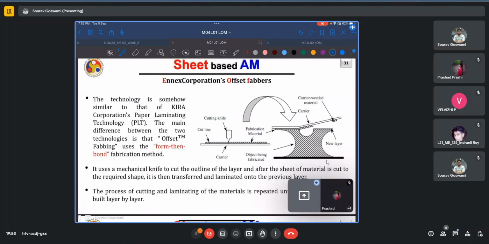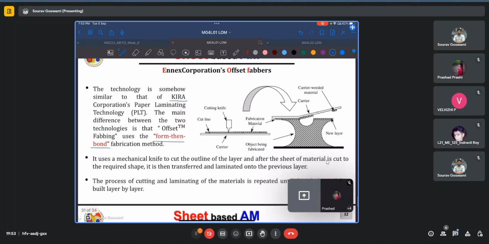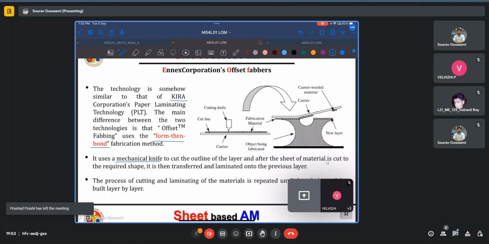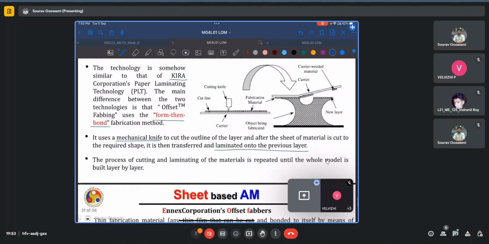It is also similar to Kira Corporation's paper laminating technology. However, Kira uses the bond and then form approach. Here the approach is inverted. Here the form and then bond approach is preferred. And again, it also uses a mechanical knife, just like Kira's paper laminating technology. And the cut sheet of material is then transferred onto the laminated previous layer. The process of cutting and laminating of the materials is repeated until the whole part is obtained.